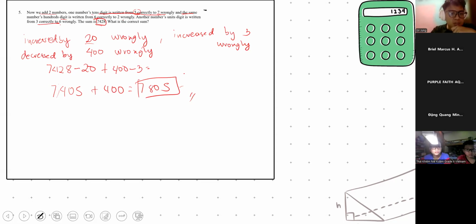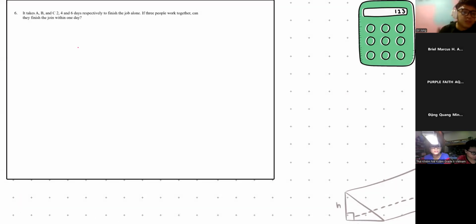So number 6. It takes A, B, and C 2, 4, and 6 days respectively to finish the job alone. So meaning the rate at which A can complete a job, so let's say 1 over A, is equal to 2, right? B is equal to 4, C is equal to 6. If 3 people work together, can they finish the job within 1 day?